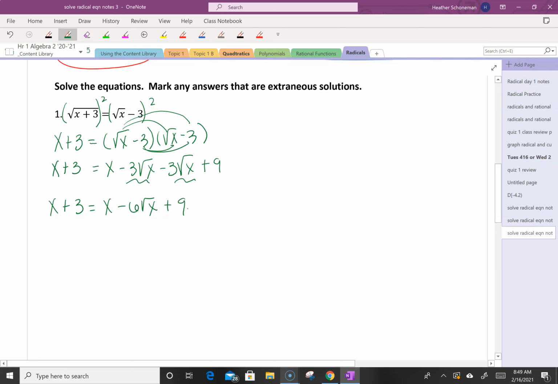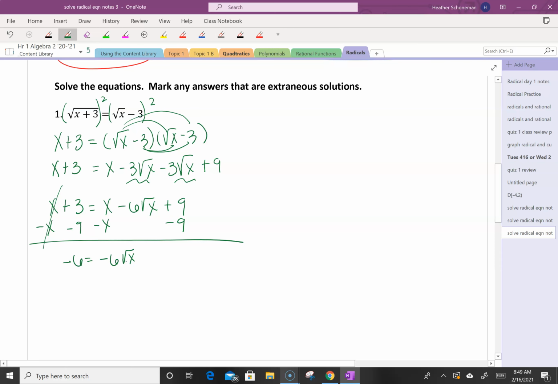Okay, so what do you do from here? Well, we're going to need to get rid of that radical eventually to be able to solve it, and to get rid of the radical, I got to square it. I do not want to square it right now because I've got too much with that radical. So I want to get that x and 9 first to the other side. So I'm going to subtract x from both sides, and I'm going to subtract 9. Well, these cancel out, leaving me with negative 6 equals negative 6 square root x.